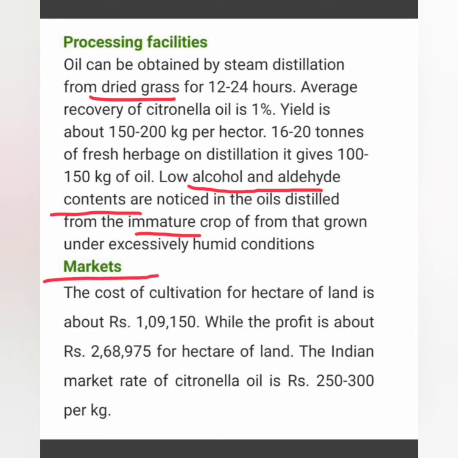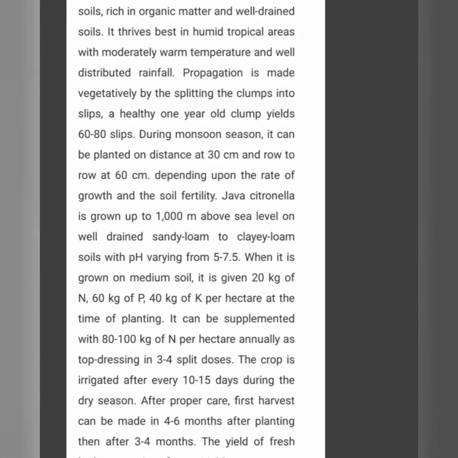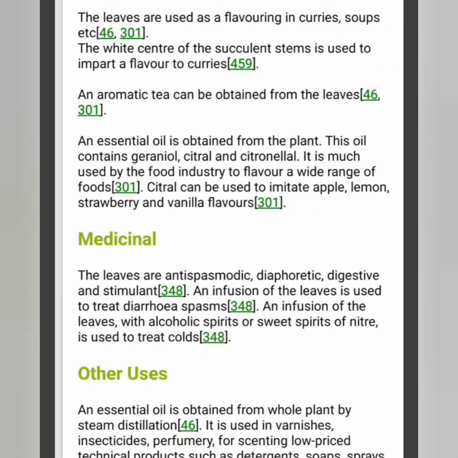And this is the cost of cultivation and markets. We will not talk about this now. Directly we will come to the uses.